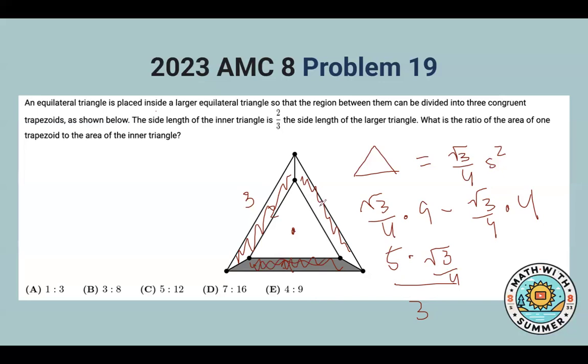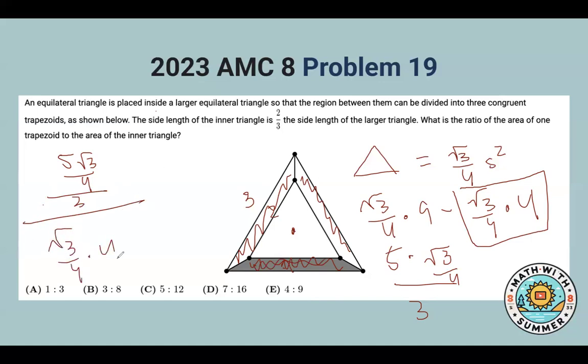And we want to find the ratio with this inner triangle. And this inner triangle we've already found out has this area. So our ratio should be 5√3/4 over 3, over √3/4 times 4. So let's cancel this √3/4. And then we know that this equals 5 over 3 times 4. So our ratio should be 5/12.